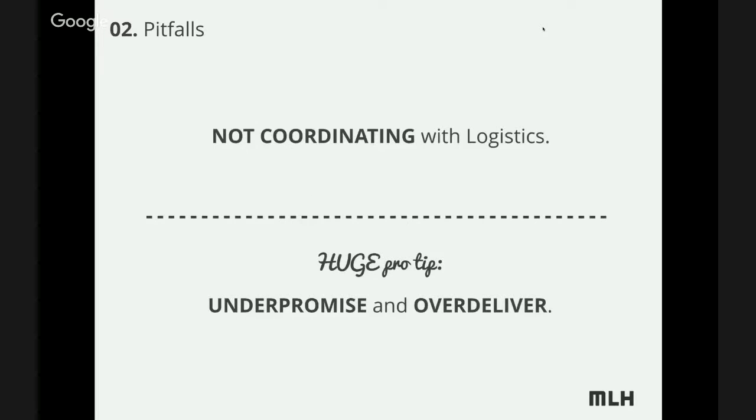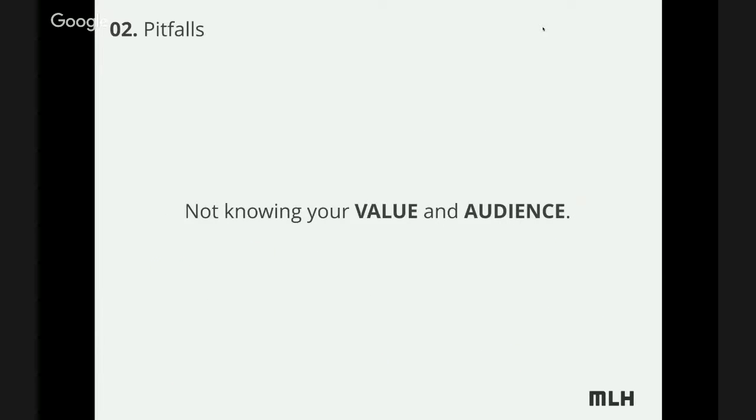Another one, this is actually really big, is not coordinating with logistics. Again, this is a reflection of what Swift mentioned in his webinar, but make sure you can under-promise and over-deliver. This is absolutely huge. Don't promise them benefits that you find out your team just can't deliver when the event comes around. And then the last one is not knowing your value and audience.